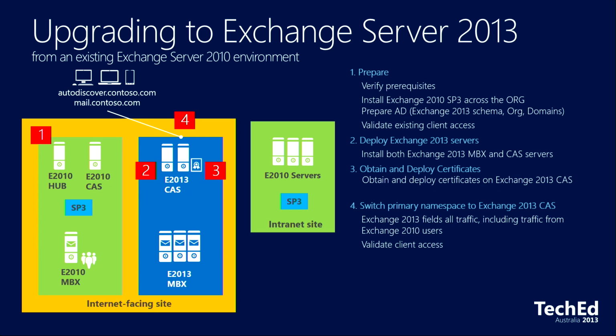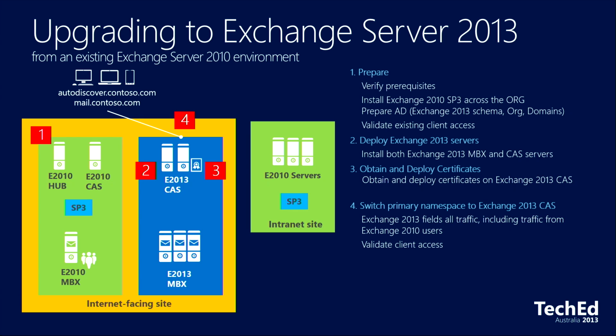Then you're going to switch the primary namespace, and this is nothing harder than going into DNS and changing where, in this case, mail.contoso.com and autodiscover.contoso.com point to. Right now, they're pointing to the load balancer that's in front of the Exchange 2010 environment, but you're going to change that in DNS so that they now point to the load balancer that's in front of the Exchange 2013 environment. And then 2013, as we've always done with Exchange, will now become the front door for all of your users, even those users whose mailboxes still exist on the legacy version.